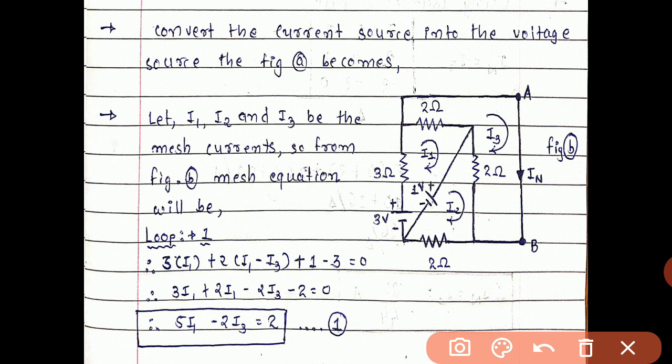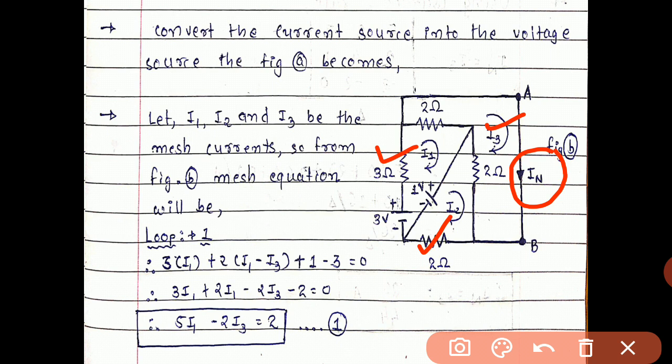So the figure becomes like this. We have to short the terminals and mark the Norton current IN. Here we can see three loops: 1, 2, 3. We give the currents the names I1, I2 and I3 respectively, and we write mesh equations for the three different loops, so we get three equations.